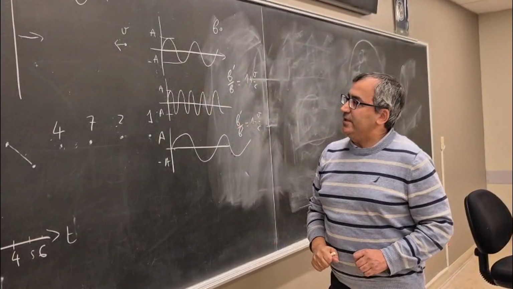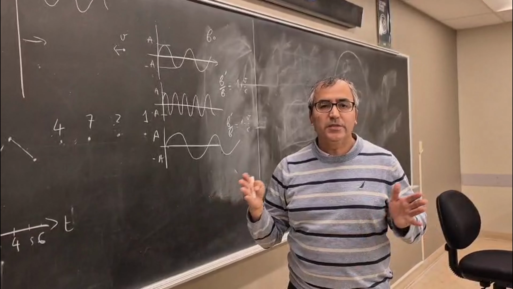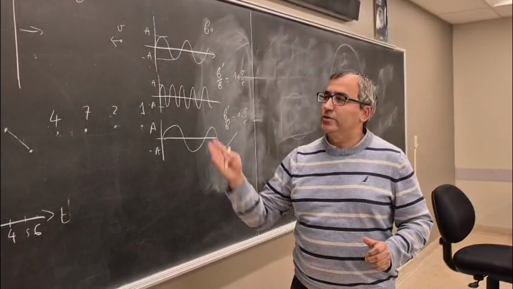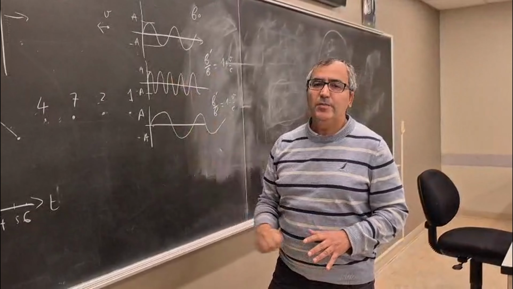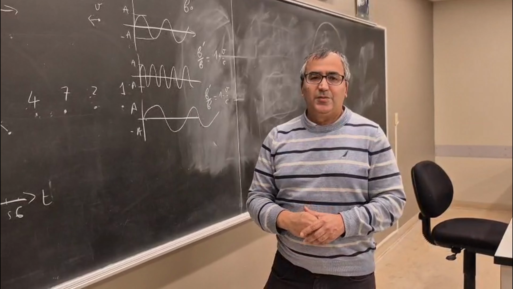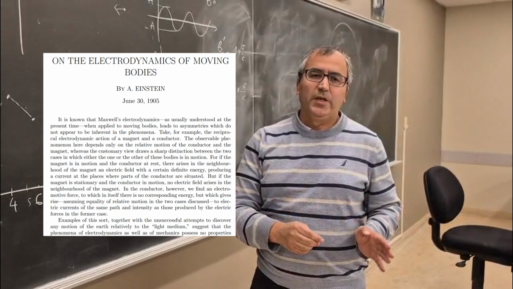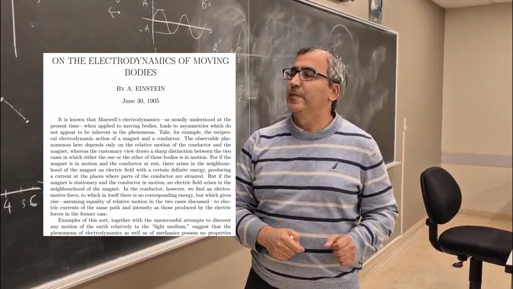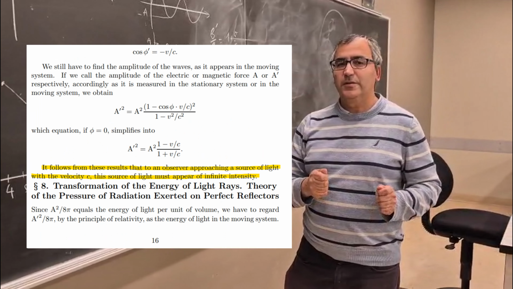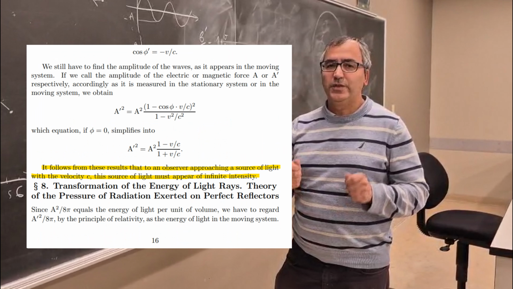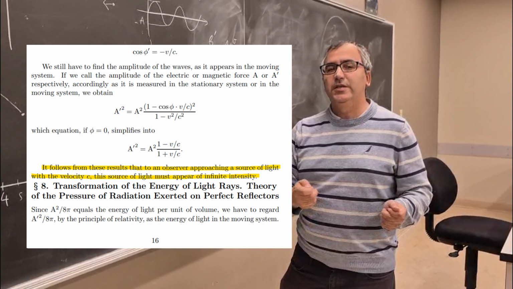So what we see here is what happens to the amplitude and frequency when the observer is moving in the direction of the electromagnetic wave or in the opposite direction. You can see that the amplitude doesn't change. But if we look at Einstein's 1905 paper on the electrodynamics of moving bodies, he stated that the amplitude of the light when the observer is moving in the direction of the light will increase and go to infinity when V equals C.